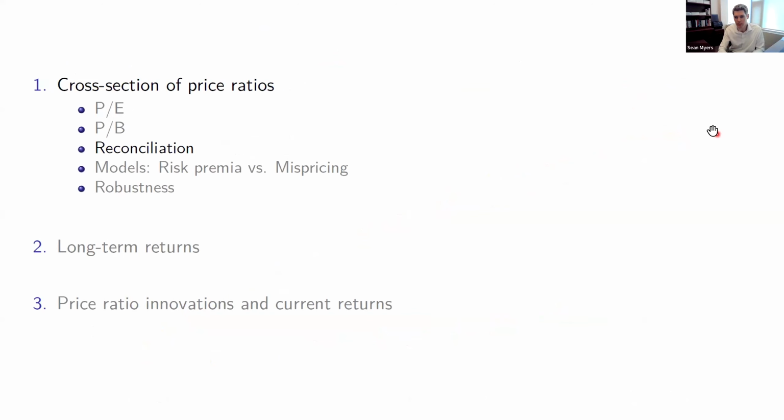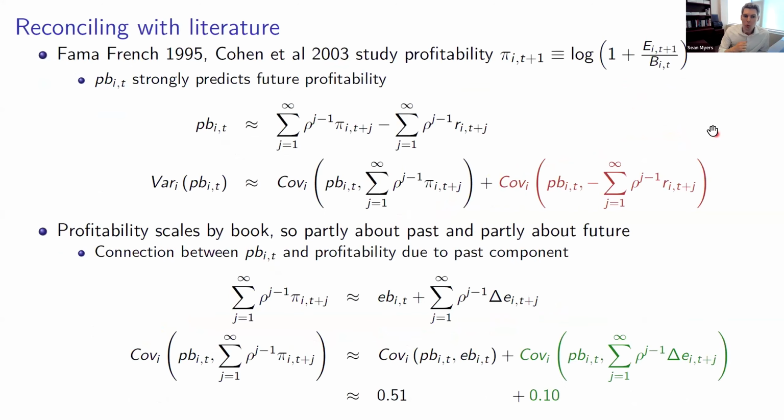Okay, so let me do a reconciliation before putting together these results and giving a clear takeaway message. What we want to clearly relate to is this previous work that studied profitability, where profitability was defined as pi, which is just 1 plus the future earnings over book. Now, there's this strong existing result that price book ratios are very informative about future profitability. In fact, similar to the decompositions we're doing, what they show is that the price book ratio can approximately be written as the sum of future profitability minus future returns.